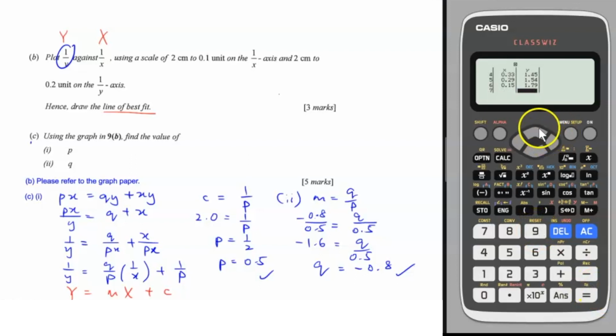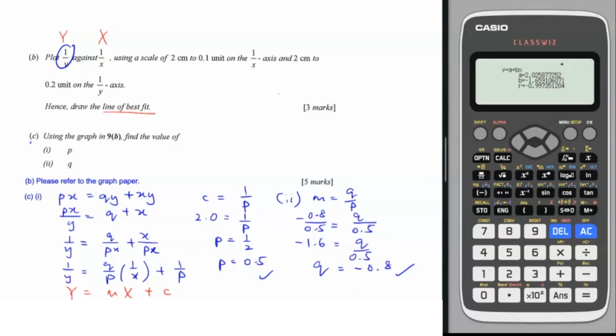Once we got all this data, in order to find the y-intercept and the gradient of the graph, we press Option 4. So OPTN, go to 4, regression calculation. So we have A, which is our y-intercept, 2.0258 and so on. Just now from the graph, we got our y-intercept equals 2, which means our answer is correct. And then the b in bx stands for gradient, and the gradient that we got just now was negative 1.6. Here it is negative 1.659, so it's very close, and our answer is accepted. So it means that our answer is correct.